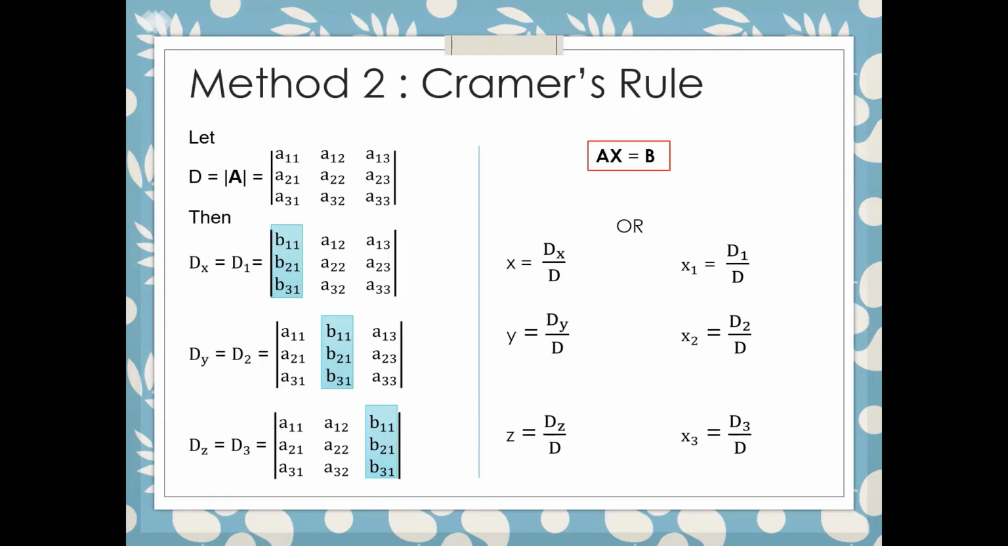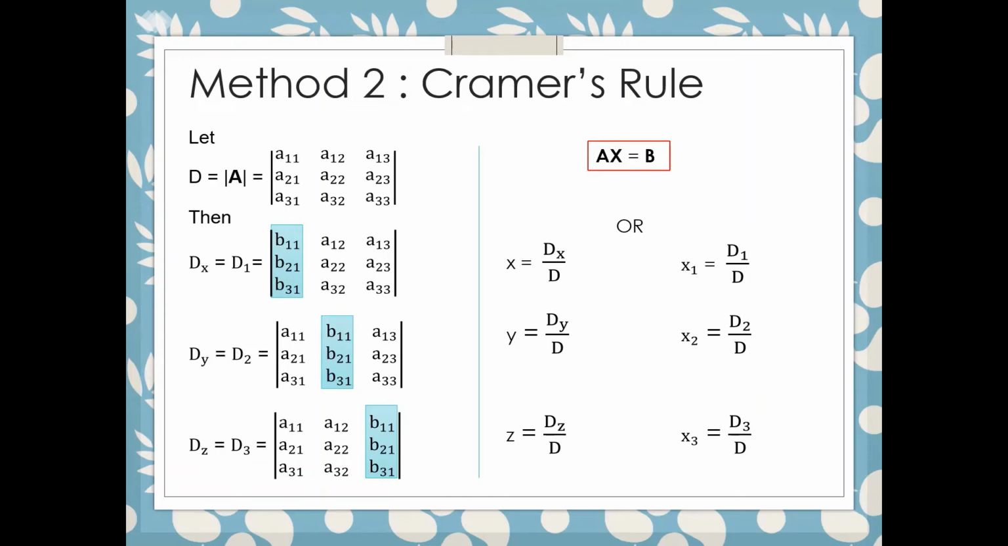Let's proceed with the second method, which is known as Cramer's rule method. Cramer's rule uses determinant to solve system of linear equations. Cramer's rule can solve a single variable at a time instead of solving the entire system of equations. Let D be the determinant of the coefficient matrix. Then dx or d1 refers to determinant formed by replacing the first column of matrix A with matrix B. dy or d2 refers to determinant formed by replacing the second column with matrix B, and dz or d3 refers to determinant formed by replacing the third column with matrix B.